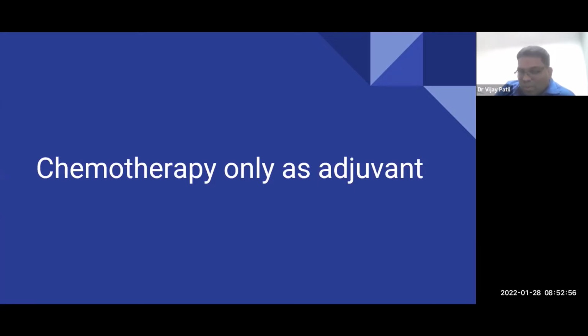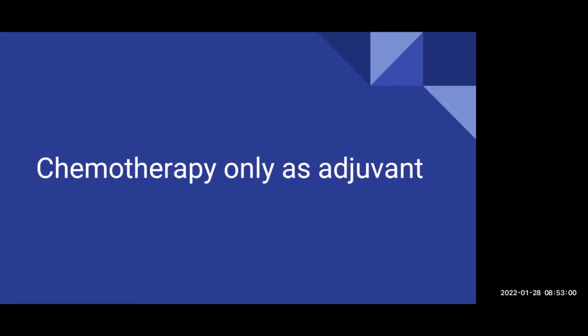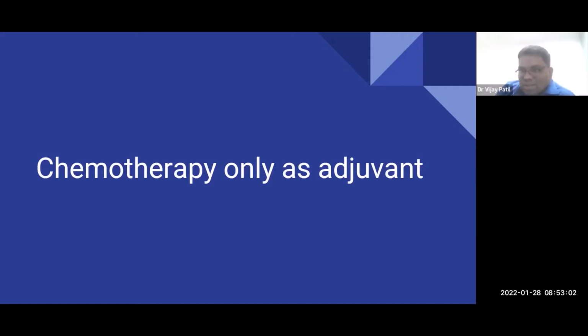So up till now, what we have discussed is that the patient undergoes surgery. After surgery, you would classify if the patient is at low risk or high risk. And coming to the high risk, you would definitely give RT and chemotherapy. We'll be discussing chemotherapy in detail now.